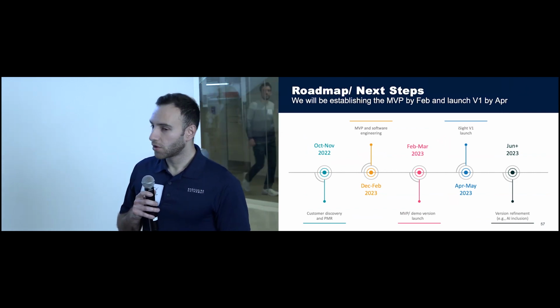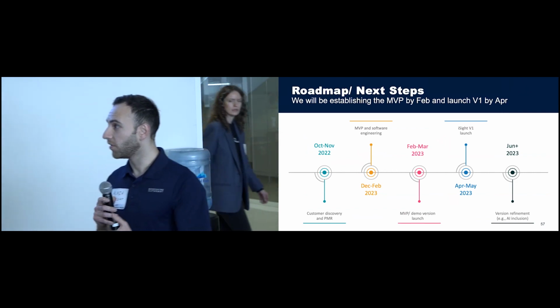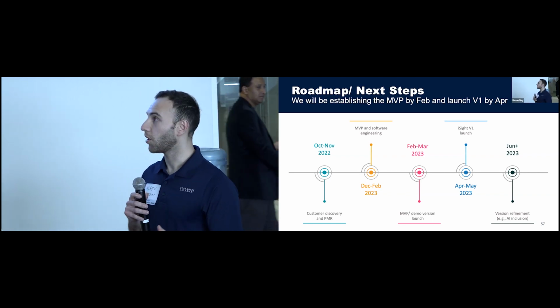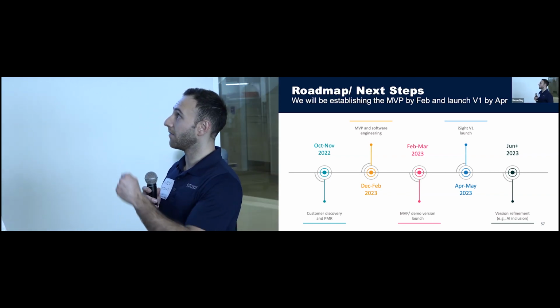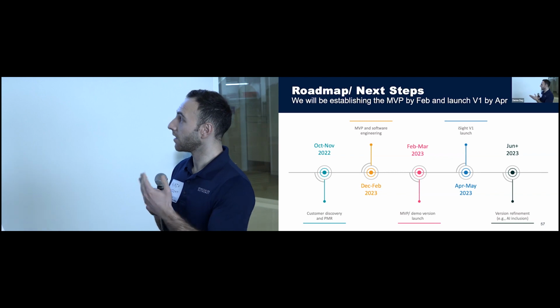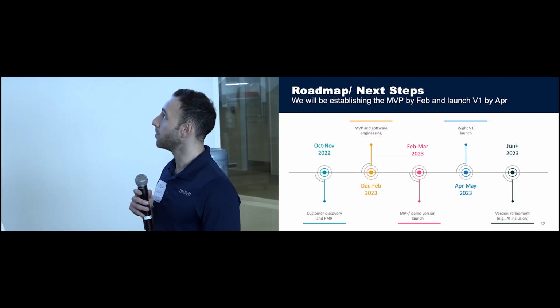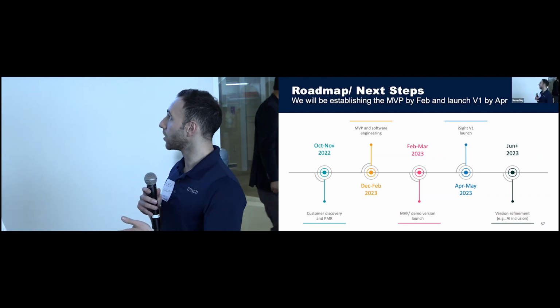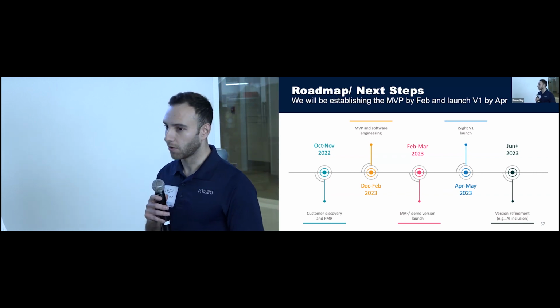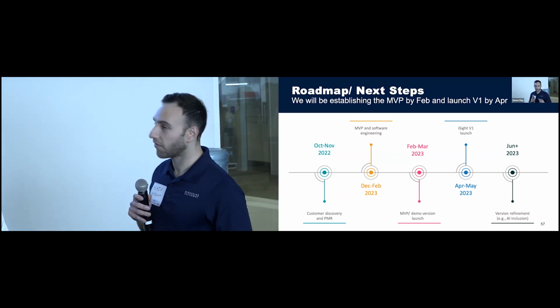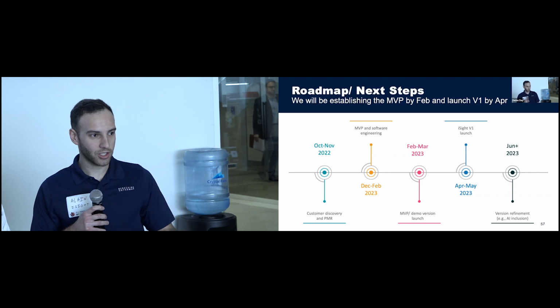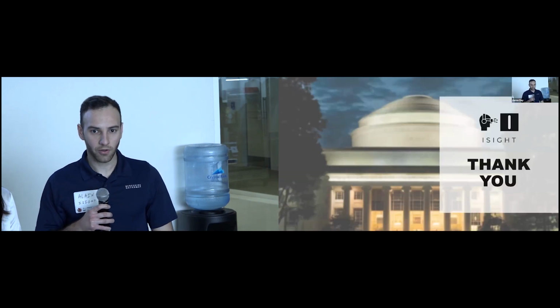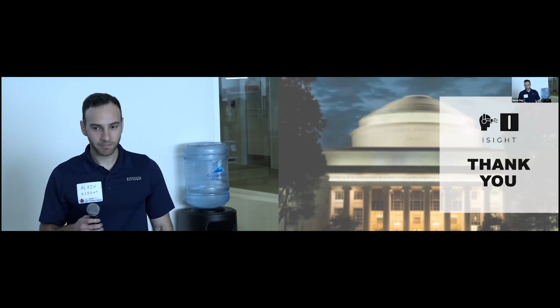And finally, in terms of next steps and roadmap, we've done so far the discovery and the PMR. What we're waiting for is now the MVP and software engineering, then the demo version of the MVP, which is around February. Afterwards, we'll have the V1 hopefully around April or May. And then finally, we'll refine the version by including the AI integration in June and furthermore. Thank you. Happy to address any questions.